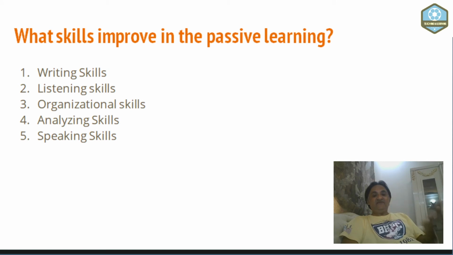Speaking skills: if you are a good reader, definitely you are a good speaker. So this is one of the things which are inversely or directly proportional. So these are the skills I believe improve in passive learning. So I will give you now both things: how you can identify that this part is the active learning and this part is the passive learning during the lesson.